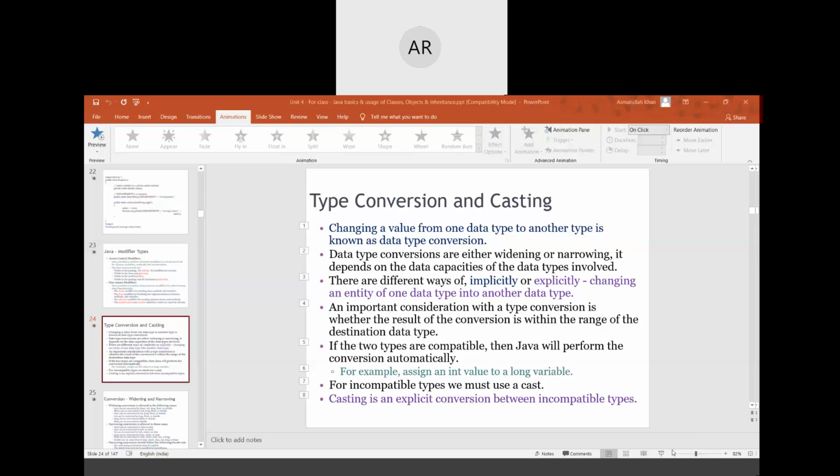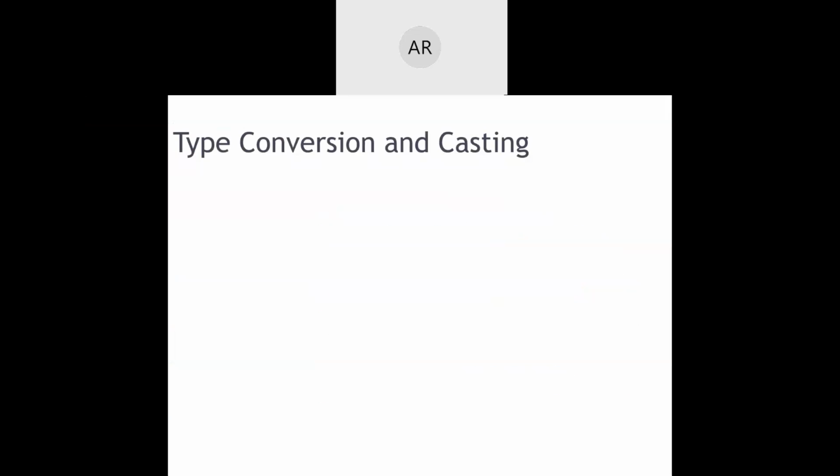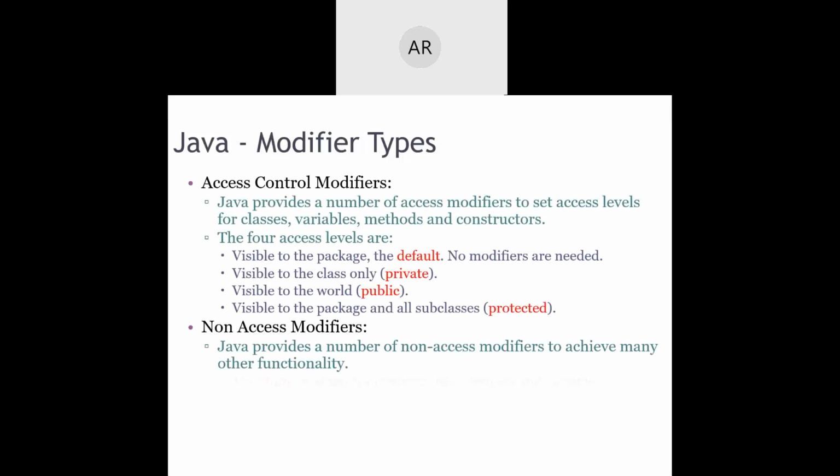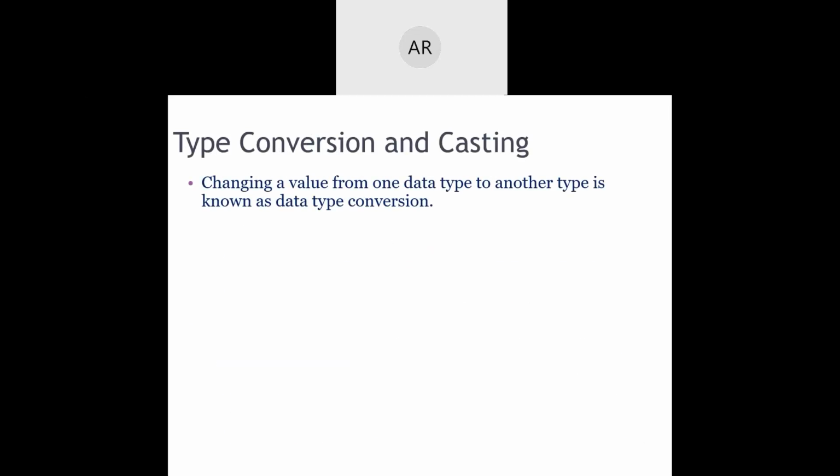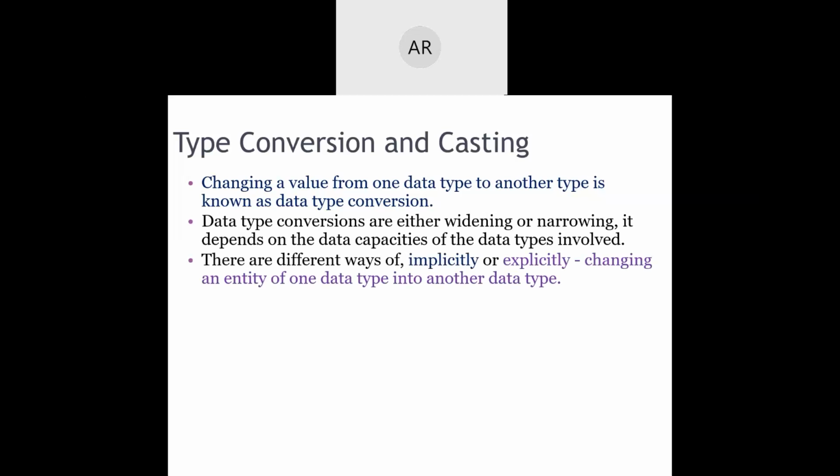So the next topic that we are going to concentrate on, after learning what are the access modifiers, is conversions, and we are going to see what is the actual difference between them. What is a conversion? Changing a value from one data type to another data type is called a conversion. Okay, in simple terms. Now there are two types of conversions. One is implicit conversion, second is explicit conversion.